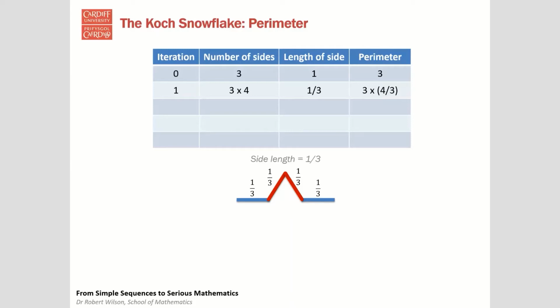What happens at the next stage? Well, again, each of the sides of the previous iteration is split into 4 different sides. And having the previous case, where each side was equal to a third, because we've split each of those sides again by a third, each of these new sides is of length a third times a third, or 1 over 9.